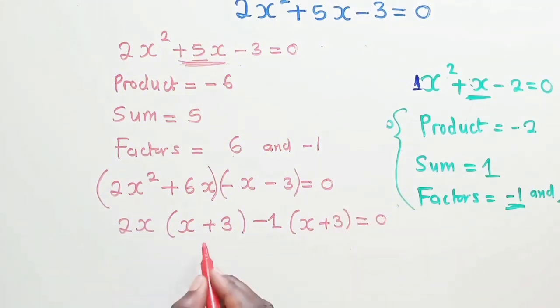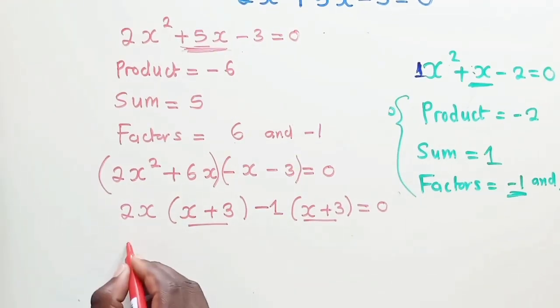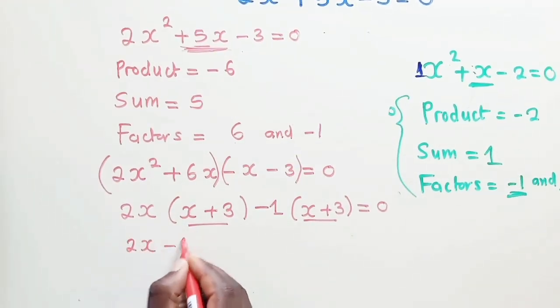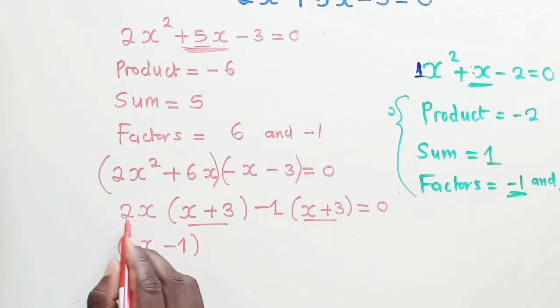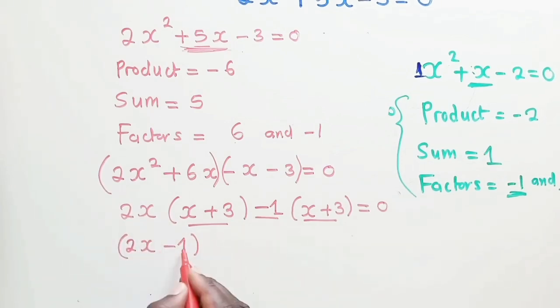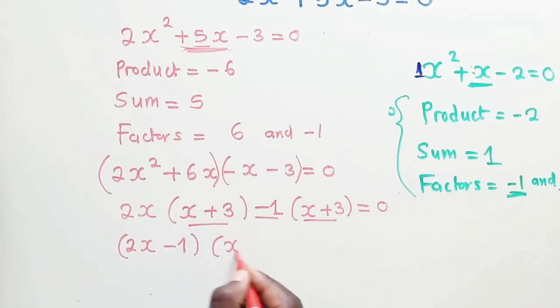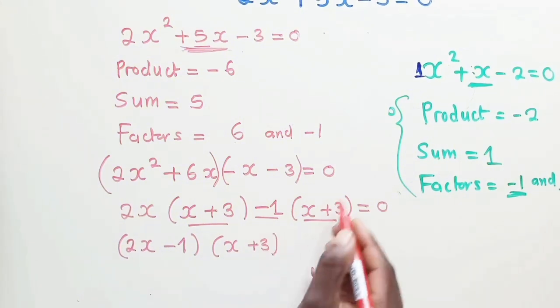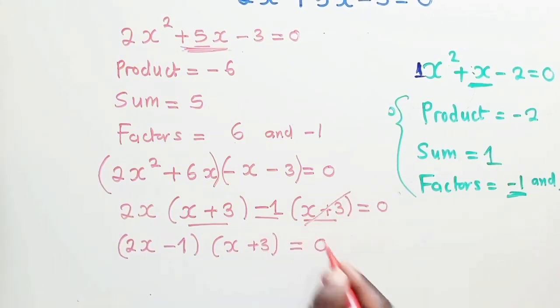Remember what I said? I said what is here and here must be similar. If they are different, it means you've made a mistake somewhere. You need to check your work. So next, we shall say 2x minus 1. Remember, we get this and what is here. This is what we put. And also get this like that. Forget about this, which is equal to 0.